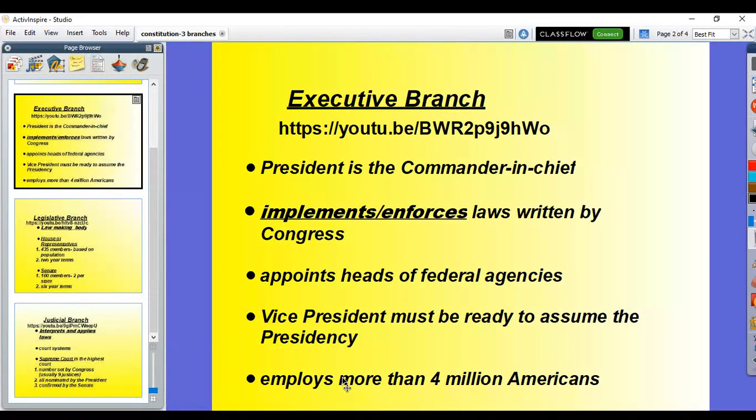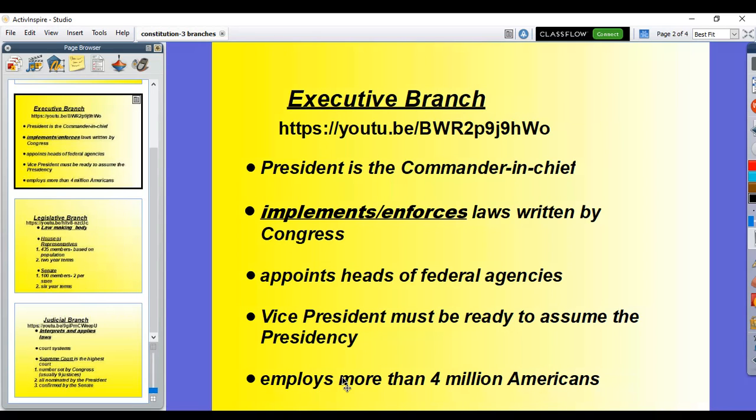Lastly, this branch employs millions of Americans. So you may have family or friends of family who actually work for the government in the executive branch. And later on down the road, we will be looking at some different types of employment in this branch.